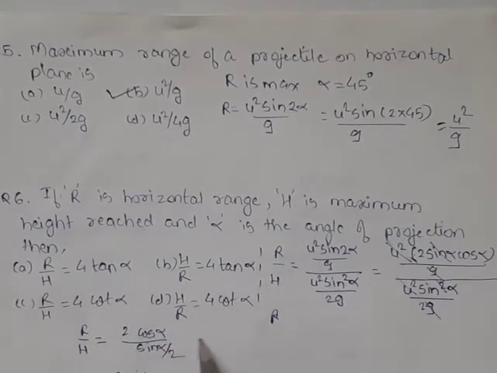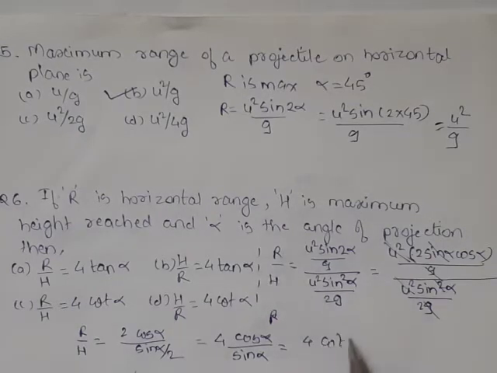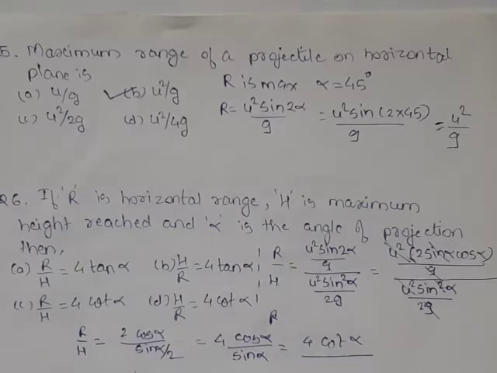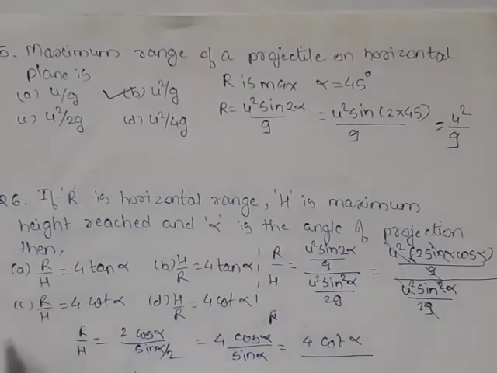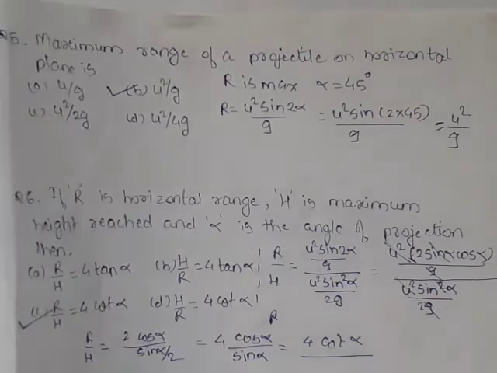upon 2. This 2 goes toward numerator, it is 4 cos alpha upon sine alpha, and finally cos upon sine is nothing but cot alpha. So it is 4 cot alpha. R upon H is 4 cot alpha. So in question 6 we'll see option C, R upon H equals 4 cot alpha. Now we'll see next question.